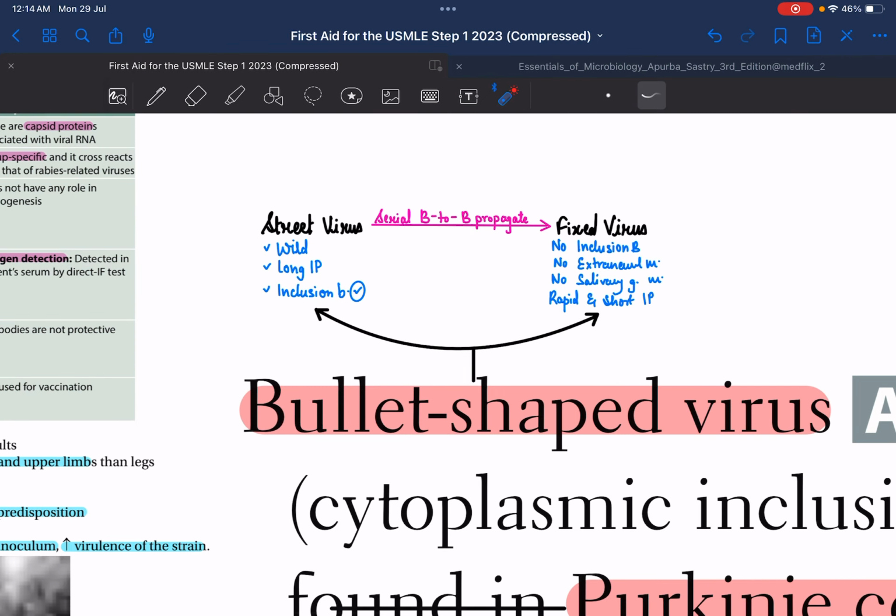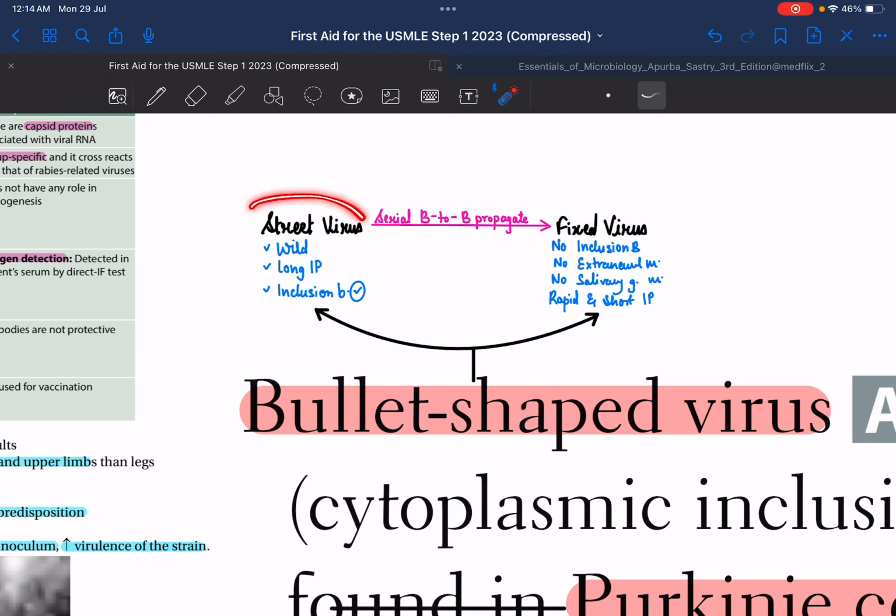Okay, now there are two concepts. One is known as the street virus and one is known as the fixed virus in case of rabies. The street virus is basically the wild variety, and this has a long incubation period, and it forms intracytoplasmic inclusion bodies.